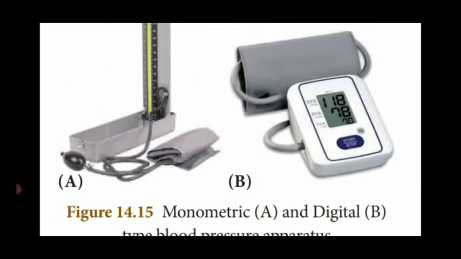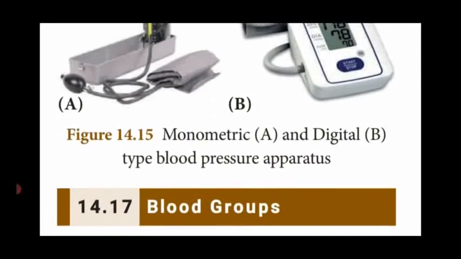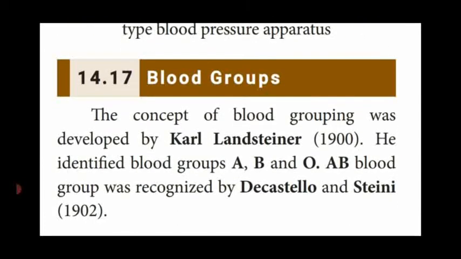Nowadays, most hospitals are using it. The first one is the old one. Another one is the modern digital type of sphygmomanometer. So these two, the stethoscope and the sphygmomanometer, are two types of medical instruments which are very useful to diagnose diseases and also the blood pressure level in our body.